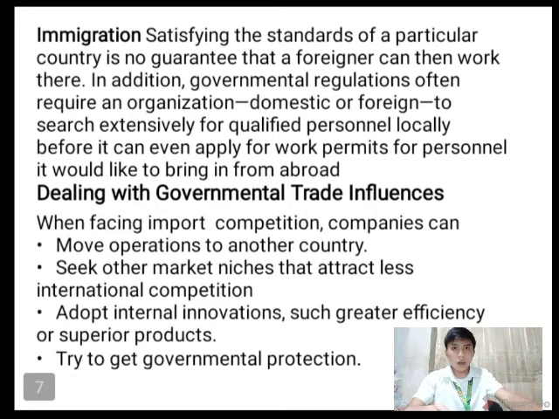Two, concentrate on niches that attract less international competition, or seek other market niches. Three, adopt internal innovation, such as greater efficiency or superior products, to make domestic output competitive. And lastly, four, try to get governmental protection. Each of these options entails cost and risk. Nevertheless, companies undertake different ones.